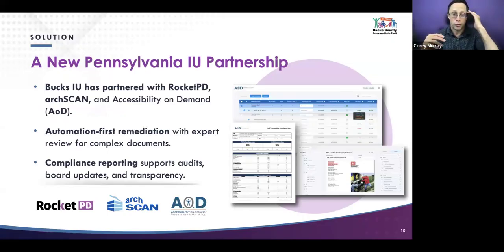The cool thing about this is it's pretty easy to talk about, and you can kind of see on the right-hand side really the whole thing. And I'm going to explain it to you, and then I'm going to have Rachel talk through some of the specifics and give you actual examples of documents that their IU used and the reporting that they got back.